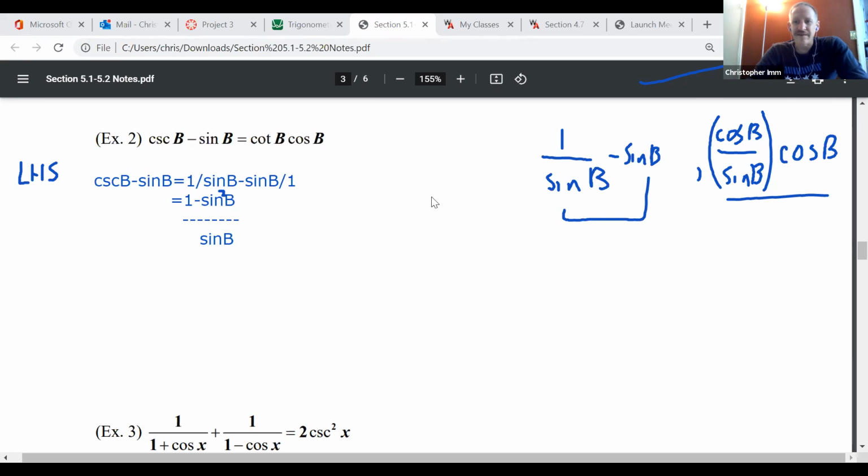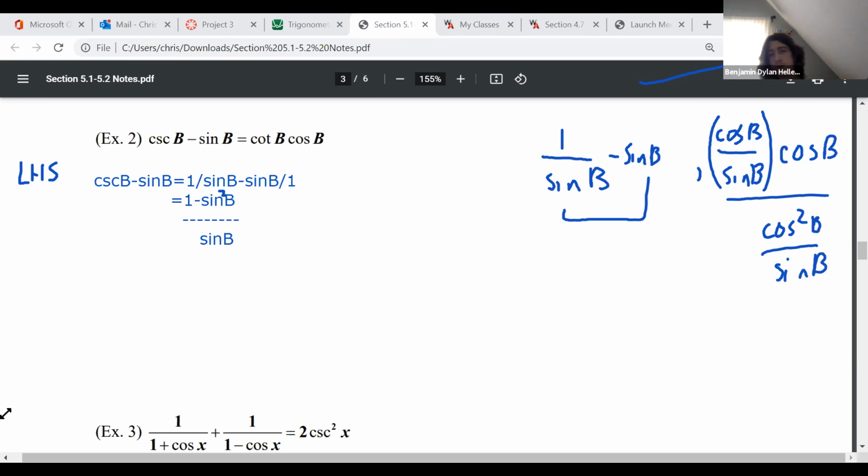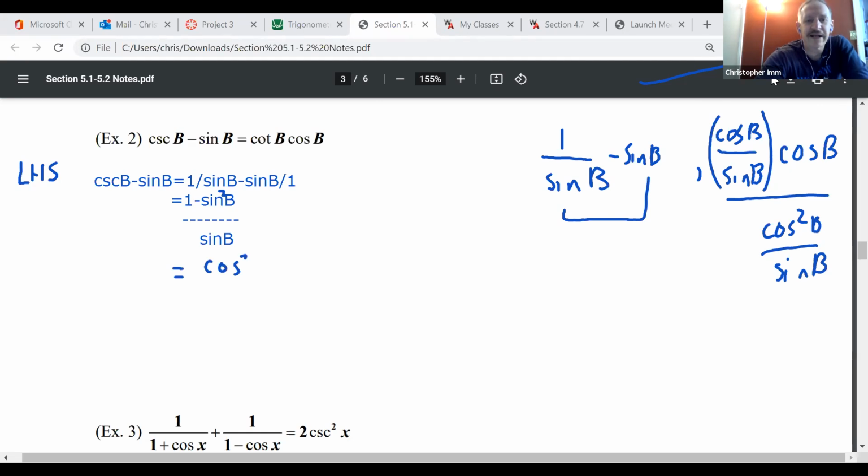All right. So now let's again look over to the right-hand side that's simplified. Notice here I would have a cosine squared b over sine b. So is there any way to get that from what we have over on the left-hand side? Go ahead, Benjamin. I'd suppose I got the identity. It's cosine to the power 2 because that 1 minus sine to the power 2. Awesome. So the 1 minus sine squared is cosine squared by the Pythagorean identity.